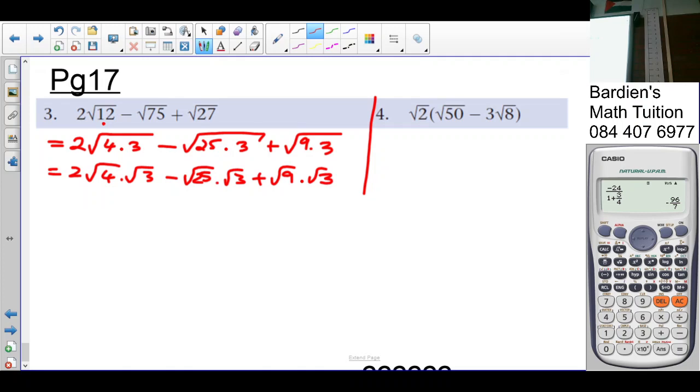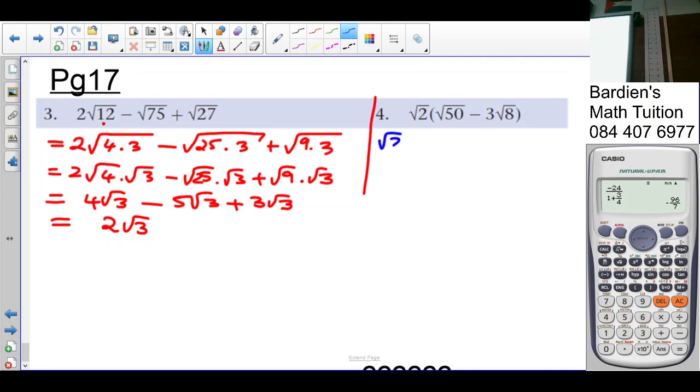The square root of 4 times 2, so it's 4 root 3. Square root of 25, 5 root 3, plus 3 root 3. Are they all like terms? So 4 root 3 minus 5 root 3 is negative root 3, plus 3 root 3, 2 root 3. Any confusion? No? Number 4.